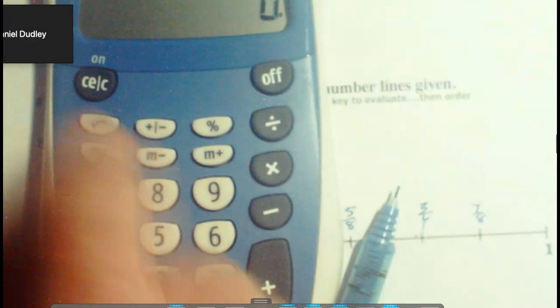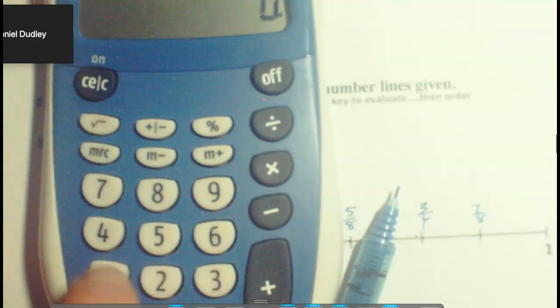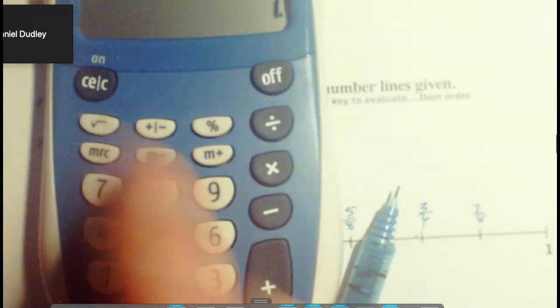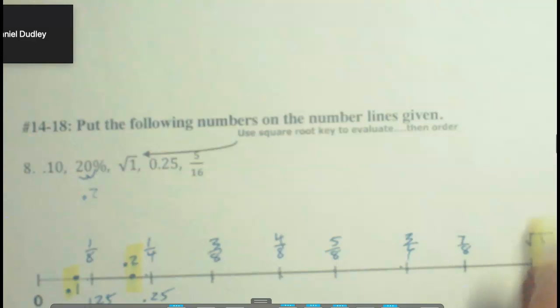Okay, here's the square root. 1 and hit the square root key, equals. Wait, what? Oh yeah, it's 1 because 1 times 1 is 1. So the square root of 1 is right over here. So I can put that down. That's good. Got these 3 done.